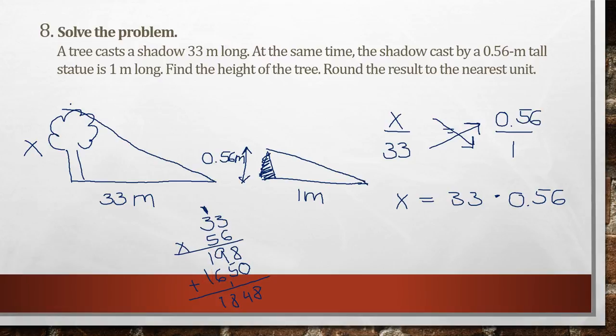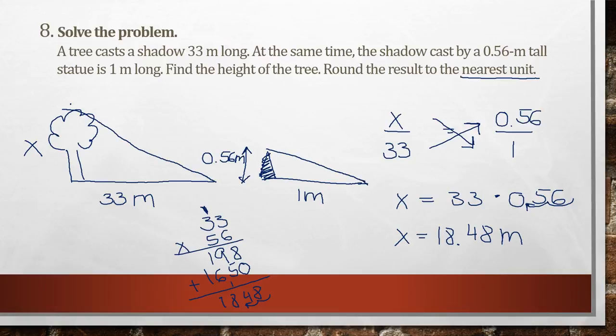So now I have my solution, but I had two decimal places in my original problem. So I'm just going to count two decimal places in my answer. So x equals 18.48 meters. This means that the tree is 18.48 meters tall, but now also there is round the result to the nearest unit.